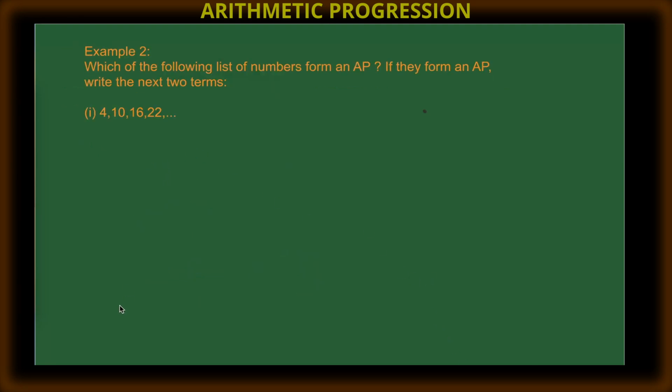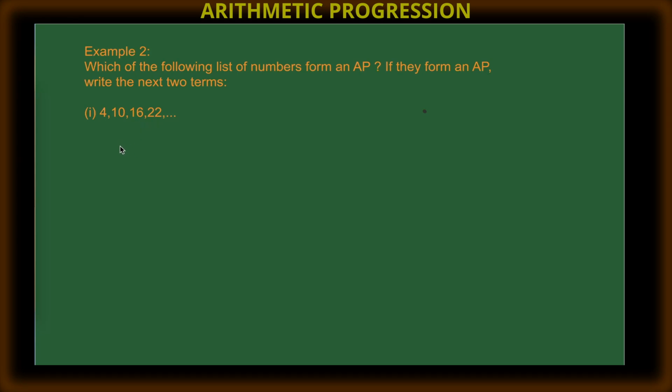Okay. So read this. Which of the following list of numbers form an arithmetic progression? If they form an arithmetic progression, write the next two terms. Okay students, so in the earlier example it was already given that the sequence is an arithmetic progression. Here the question is they are asking whether it is an arithmetic progression or not. How do we know that this is an arithmetic progression? The simple way is to find the difference, for example between the first two terms, the second and third term, or the third and fourth term.